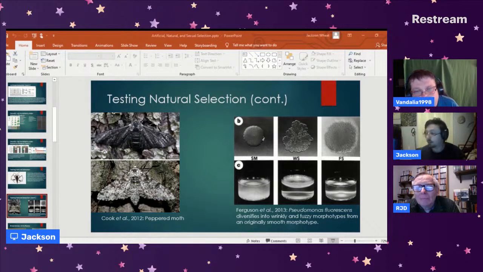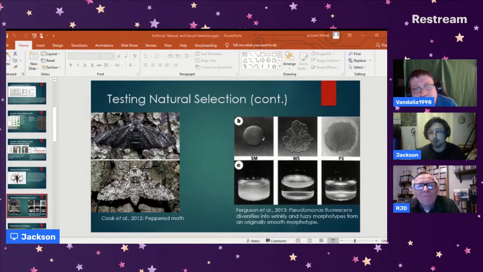Mm-hmm. But another cool thing about this one is that the wrinkly morph is preferable to the fuzzy morph. The fuzzy morphs generally form these little transient rafts on top of the broth, and then they sink. They get too heavy, they sink. The wrinkly morph doesn't have this problem. However, which goes back to that thing about multicellularity and how the dynamics of things are coming into play. Yes, exactly. However, there is a second selective pressure: the fuzzy morph is immune to a bacteriophage, whereas the wrinkly morph is not.